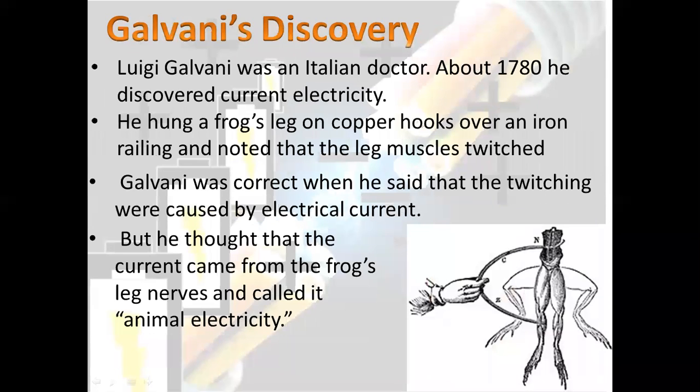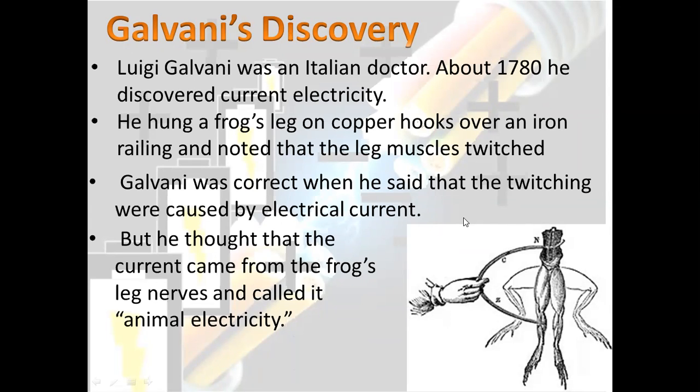Luigi Galvani was an Italian doctor about 1780. He discovered current electricity. He hung a frog's leg on copper hooks over an iron railing and noted that the leg muscles twitched. Galvani was correct when he said that the twitching was caused by electrical current, but he thought that the current came from the frog's leg nerves and called it animal electricity.